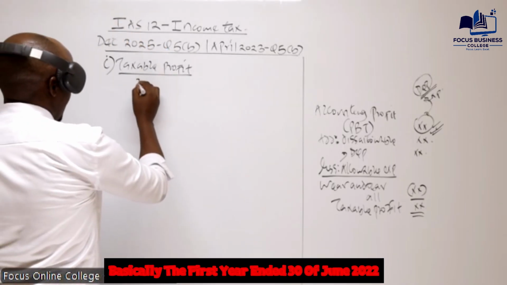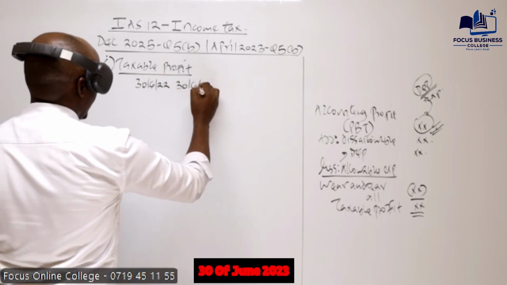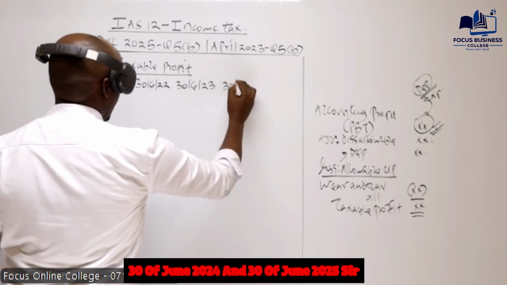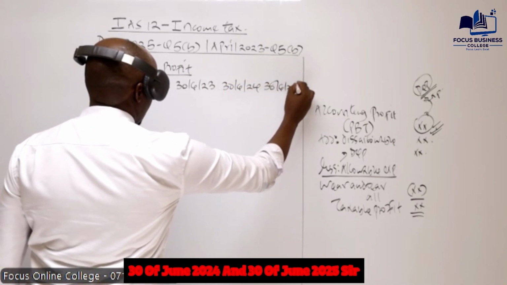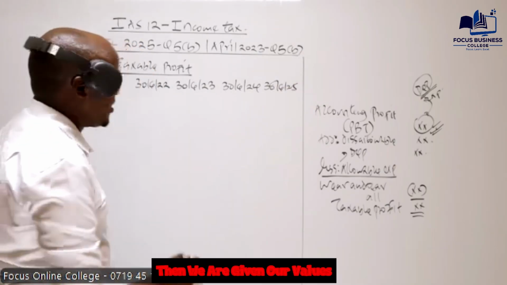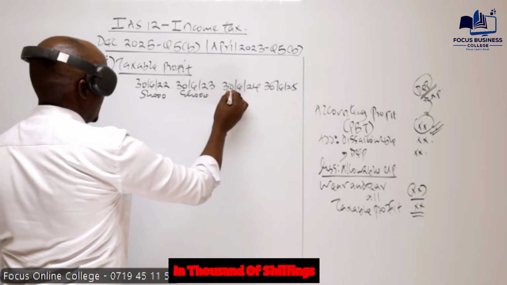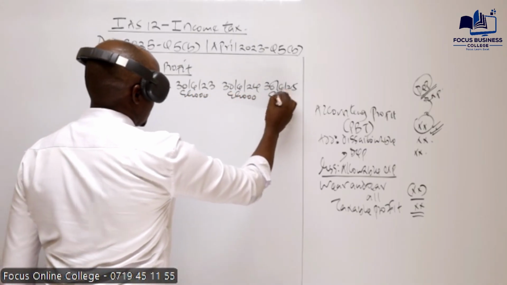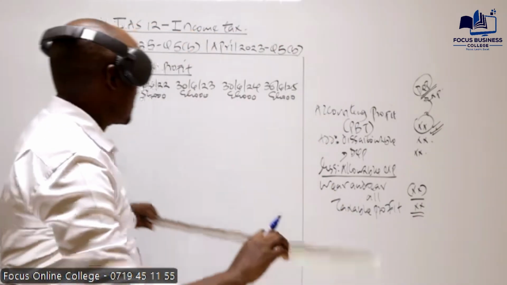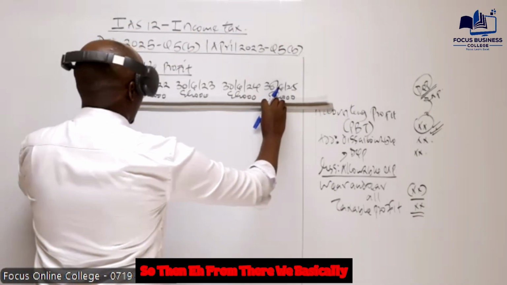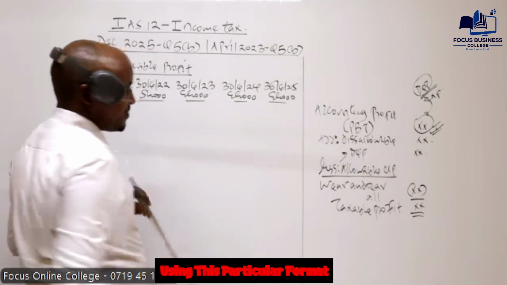Basically, the first year ended 30th of June 2022, then 30th of June 2023, 30th of June 2024, and 30th of June 2025. Then we are given our values here in thousands of shillings. So from there, we compute the taxable profit using this particular format here.